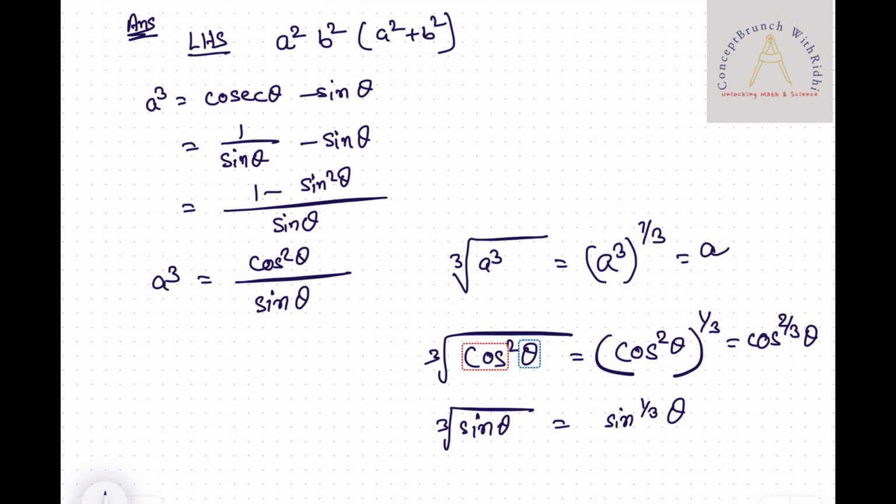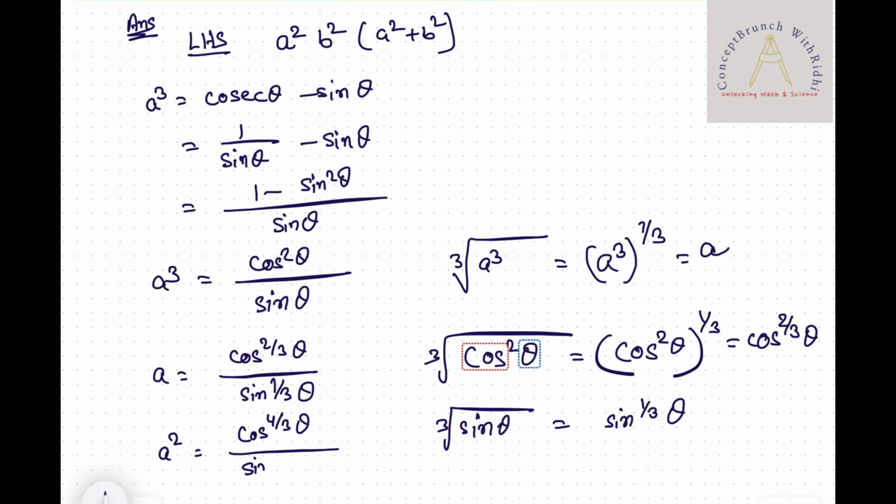So we'll take the cube root here. So simply a will be cos 2 by 3 theta over sine 1 by 3 theta, right? So if we find the a square value, it will be simply cos 4 by 3 theta divided by sine 2 by 3 theta. Okay.